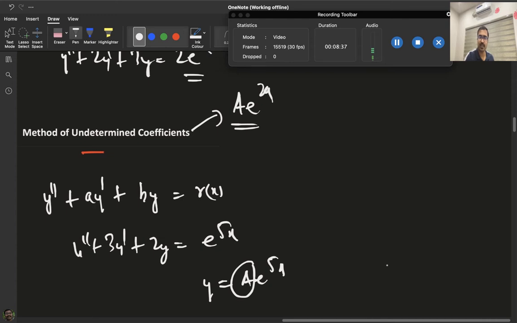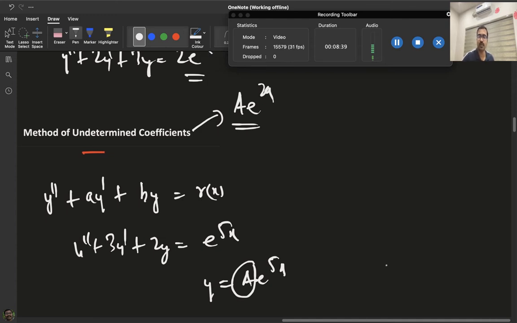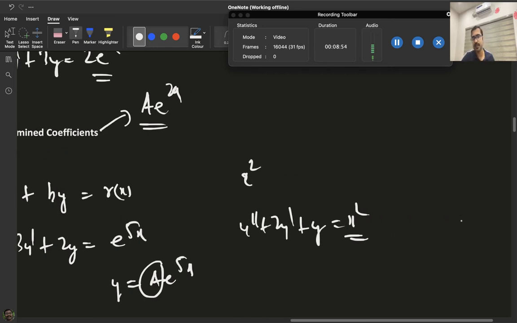So it is not applicable to all functions, only to some particular class. For e raised to ax it will work, and similarly it will also work for polynomials. For example, if the RHS is x square, then it also works. If your equation is y double dash plus 2y dash plus y is equal to x square, here the RHS is a second degree polynomial. We'll assume that the solution is of the form ax square plus bx plus c, and then you will try to find the value of a, b and c.